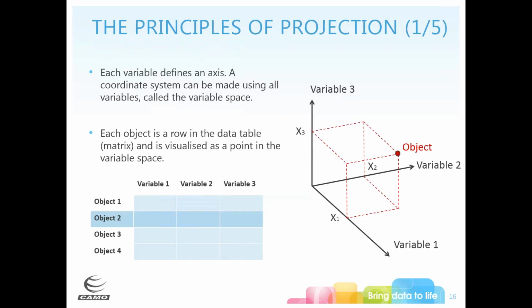So we need to talk a little bit about the principles of projection. Each variable will define an axis. Variable 1 is going to be x1, variable 2 is its own direction, and variable 3 is another direction. In the Unscrambler, every row is an object, or a sample if you're used to that terminology. For each object, you have a value for each one of your variables, and you can plot that as a point in this three-dimensional space.